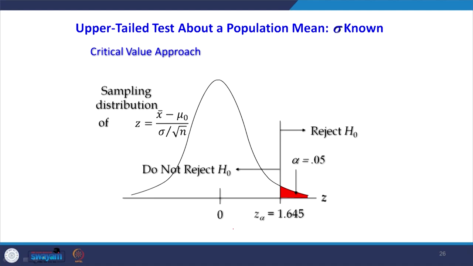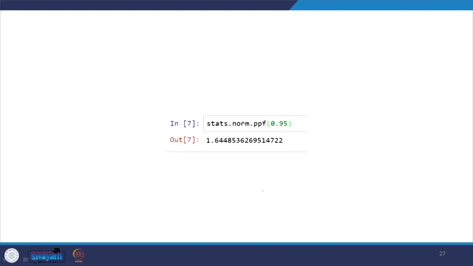Now, we will go for the upper tail test. When alpha equals 0.05, the right side area is 0.05. So this side is 0.95. When the left side area is 0.95, the corresponding Z value is 1.645. If the calculated Z value is lying on this side, for example 1.7, you have to reject the null hypothesis. If it is lying on this side, you have to accept the null hypothesis. For example, for 0.95, the value is 1.65.